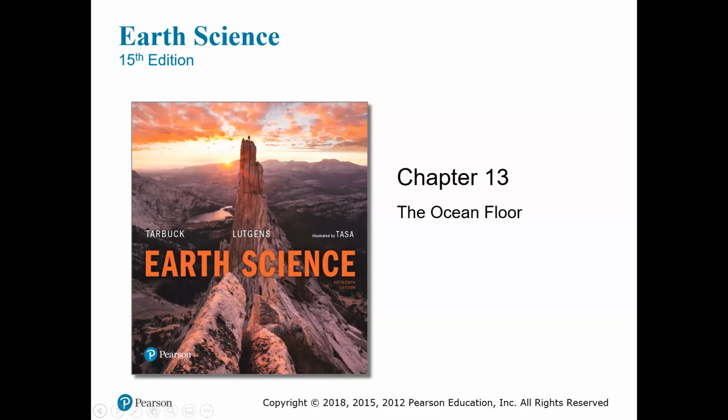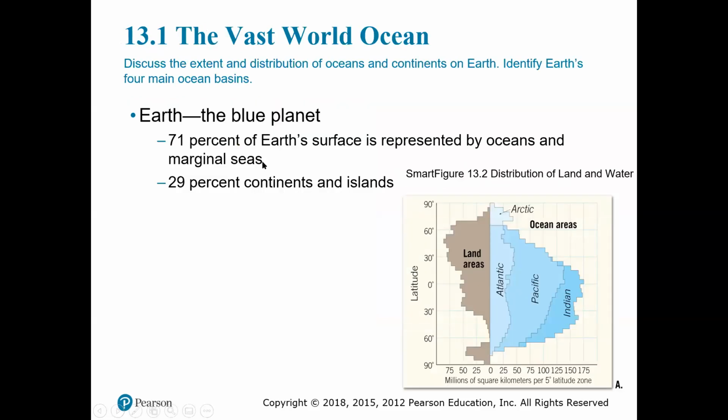events on Earth. So the Earth is known as the blue planet or the water planet because the ocean covers about 71% of the Earth's surface. In fact, all of the continents could fit into the ocean, in particular the Pacific Ocean, and have room left over.